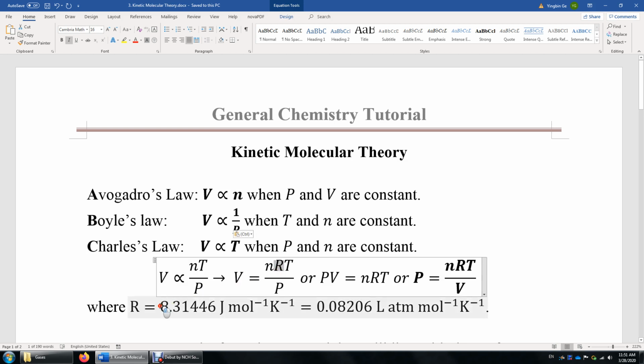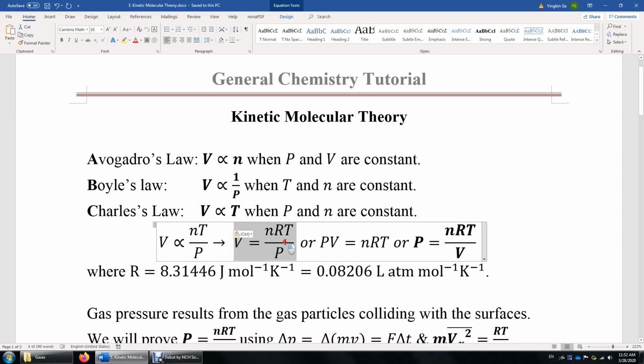It's 8.31446 joule per mole per Kelvin. This is the SI unit. Or R is equal to 0.08206 liter atm per mole K. This is one of the commonly used non-SI units.